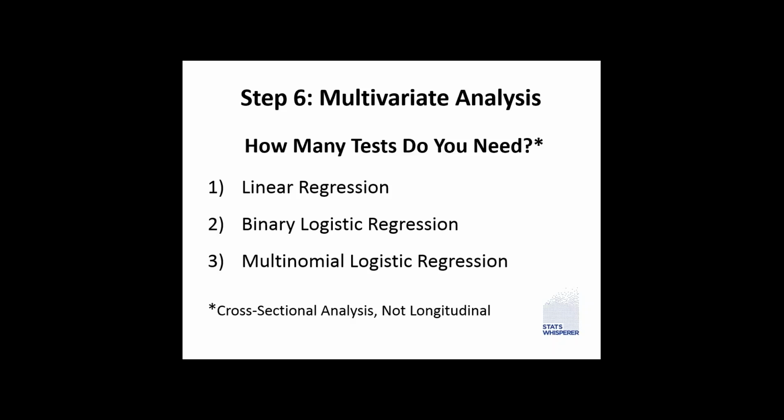So how many regression tests do we need for multivariate analysis? We'll consider 3. 1, linear regression, 2, binary logistic regression, and 3, multinomial logistic regression, which is not reviewed in this class. Now, a little asterisk, this is when we have a cross-sectional analysis. That is when the dependent variable is measured at one time point. If it was longitudinal, and we had a measurement of class attendance, month 1, month 2, month 3, we would use a different multivariate test. But we have one measurement, so these are our multivariate tools.